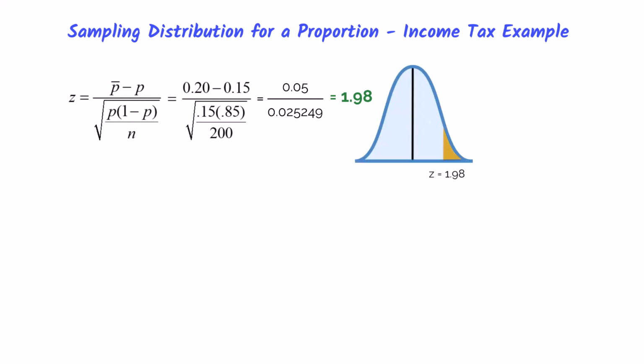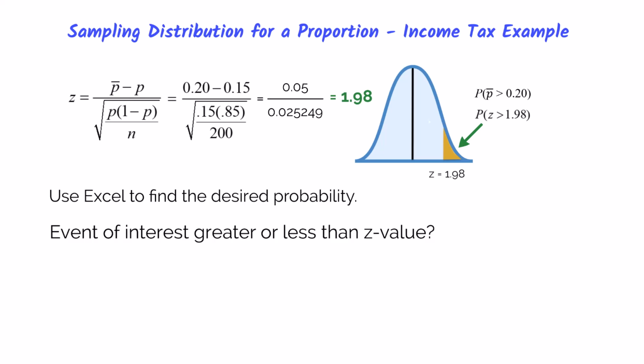So here is a graphic of the normal distribution curve, and we have denoted the z-value here that we just calculated. We started with our event of interest as the probability that the sample proportion is greater than 0.20. Now we can restate that as the probability that the z-value is greater than 1.98. We are looking for the probability of the region highlighted in yellow. As we've done before with other distributions, we're going to use Excel to find our desired probability. The question you should always ask yourself is, is the event of interest greater than or less than the number, or in this case, the z-value?